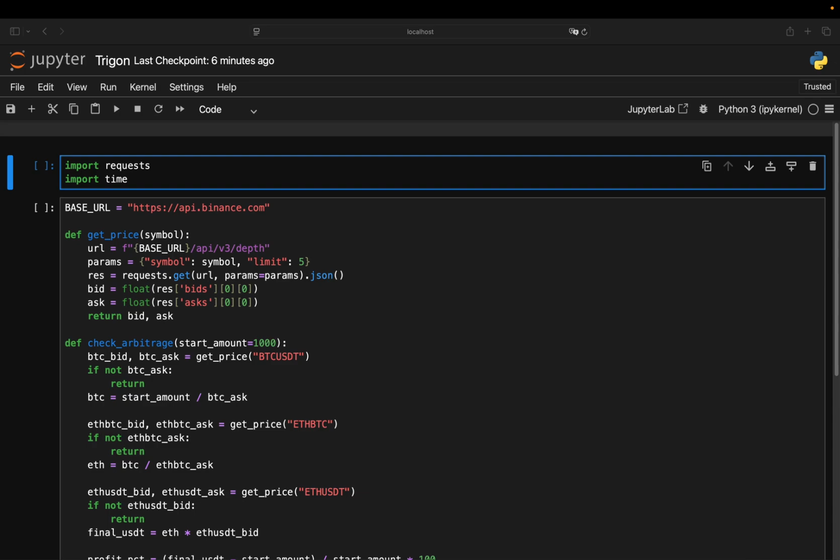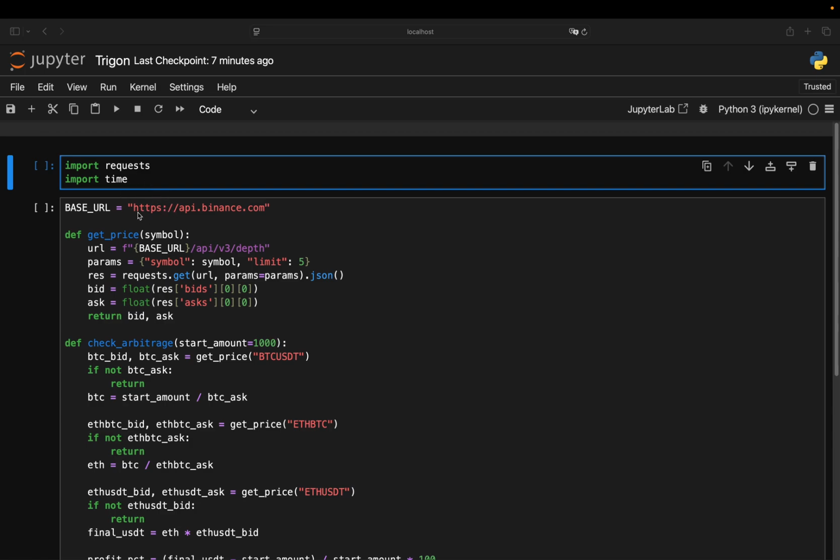All right, let's walk through the full Python script that simulates a triangular arbitrage opportunity on Binance. The script monitors a single arbitrage path, USDT, Bitcoin, ETH, USDT, using live market data. We start by importing two libraries. requests is used to send HTTP requests to the Binance public API, which gives us access to live order book data, and time is just used to control how often we check for arbitrage. We run the script in a loop later, once per second.